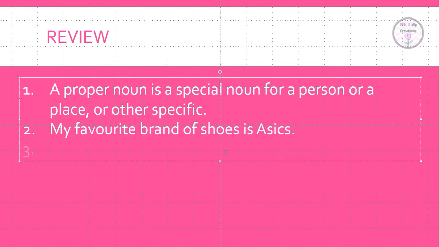I want you to either write down the proper noun in that sentence, or tell your partner what the proper noun is, or you might be able to just share with the class and to your teacher what is the proper noun. I'm going to give you 5 seconds to do that. 3, 2, 1. Okay, the proper noun in this sentence is Asics. It's a name of something. Okay, so that's our second criteria.